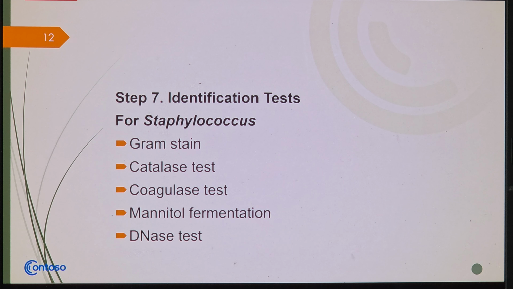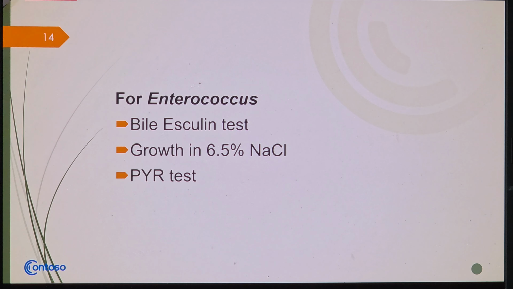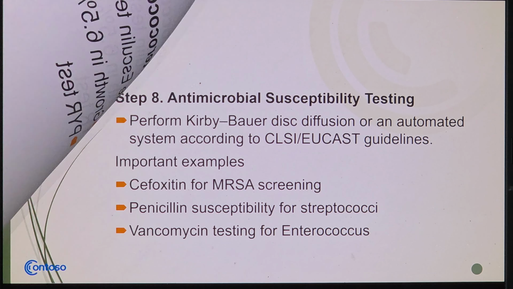Step 7, identification tests. For Staphylococcus: gram stain, then catalase test, coagulase test, mannitol fermentation, DNase test. For Streptococcus: catalase test, hemolysis pattern, bacitracin sensitivity test, optochin sensitivity, then bile solubility. For Enterococcus: bile esculin test, growth in 6.5% NaCl, PYR test.